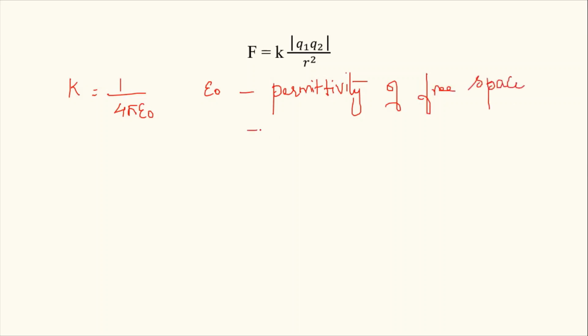And this has a mathematical value equal to 8.854 into 10 to the power minus 12 Coulomb square Newton minus 1 meter minus 2. How this unit is derived, I will tell you after some time. As of now, epsilon naught is the permittivity of free space and its value is found to be 8.854 into 10 power minus 12 Coulomb square Newton minus 1 meter minus 2.